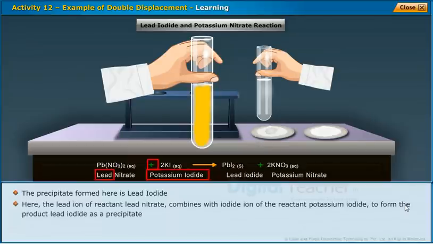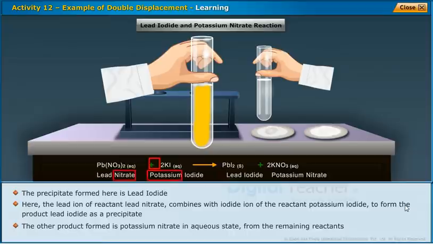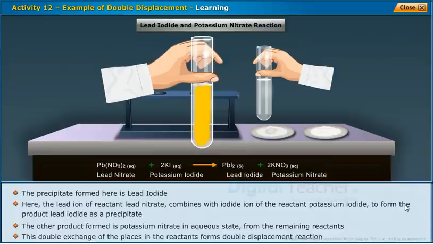Here the lead ion of reactant lead nitrate combines with iodide ion of the reactant potassium iodide to form the product lead iodide as a precipitate. The other product formed is potassium nitrate in aqueous state from the remaining reactants. This double exchange of the places in the reactants forms double displacement reaction. Now let us learn about redox reactions.